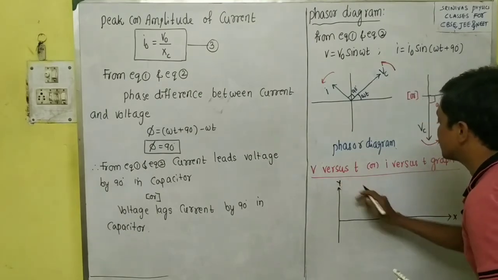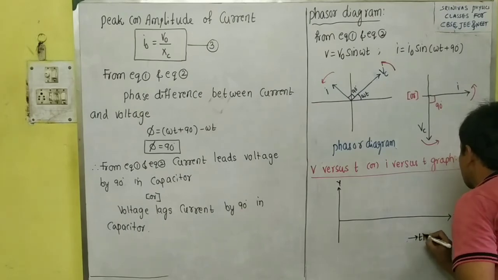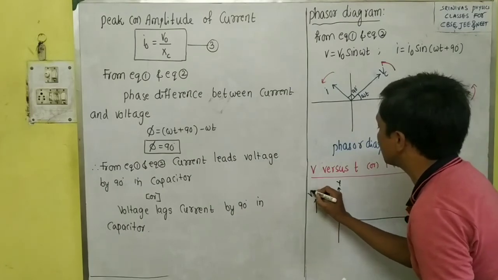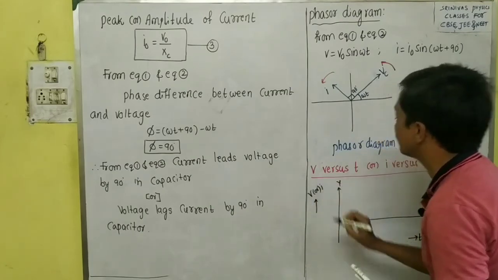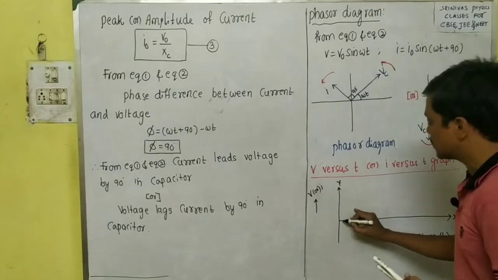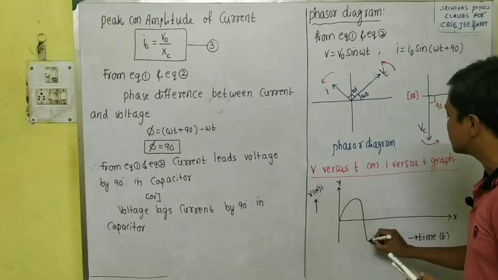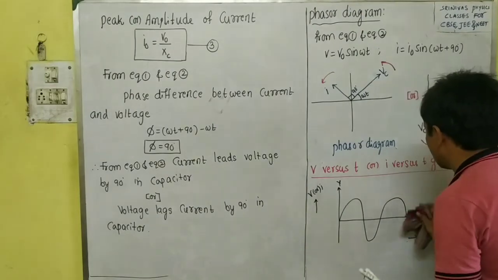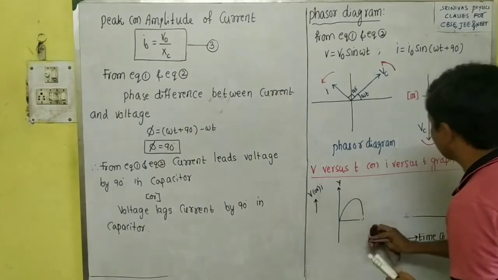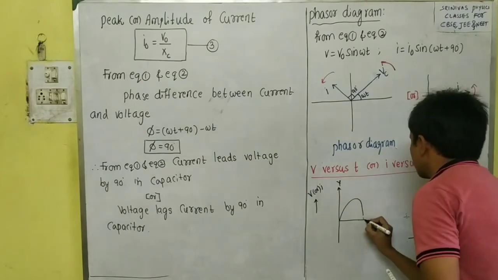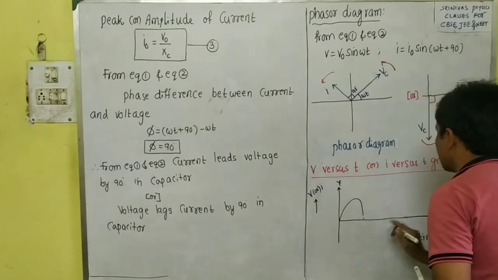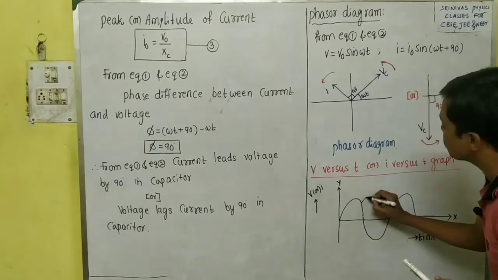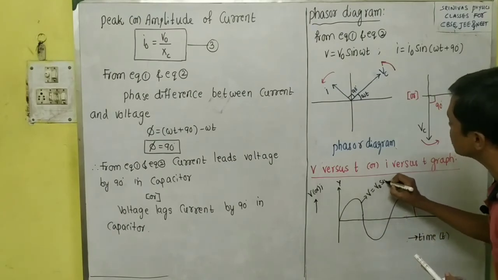On the x-axis it is fixed, we are taking the time t. On the y-axis I am taking either voltage or current. One time I will draw by taking voltage, other time by taking current. The voltage equation does not change, and the voltage graph also does not change. It is very simple. This is the equation for the voltage: V is equal to V naught sin omega t.